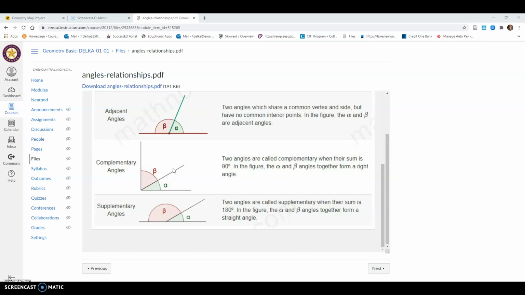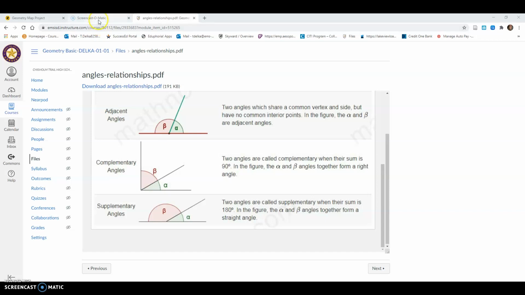Complementary and supplementary. We've already gone over these, but let's just review. Complementary angles are two angles that add up to 90 degrees. They must make a 90-degree angle. And supplementary are two angles that add up to 180 degrees, or also called a straight line.